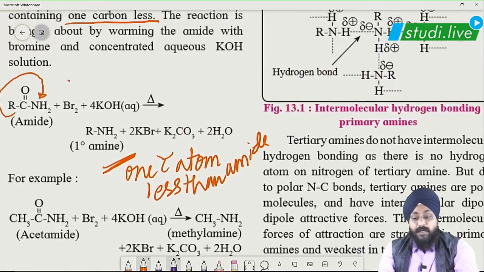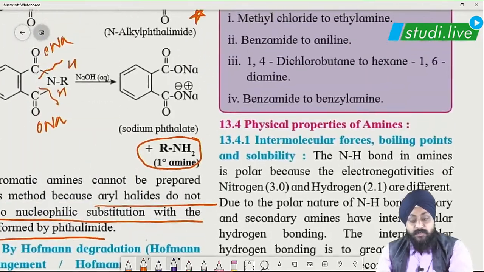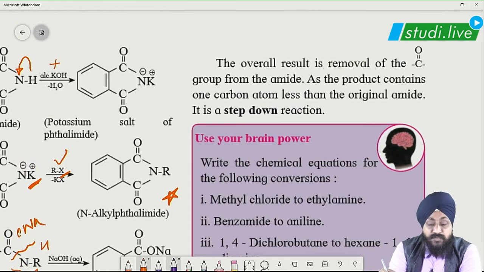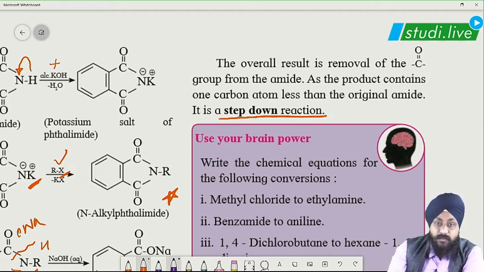So you call it a step down reaction. Which reaction are you going to call it, students? As it is written here, there is removal of the CO group from the amide. As the product contains one carbon atom less than the original amide, it is known as a step down reaction.